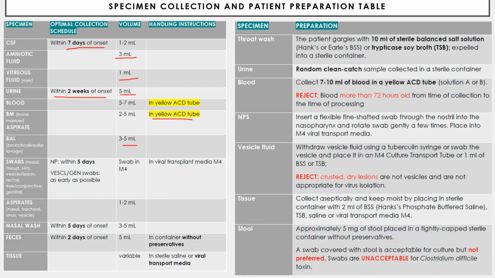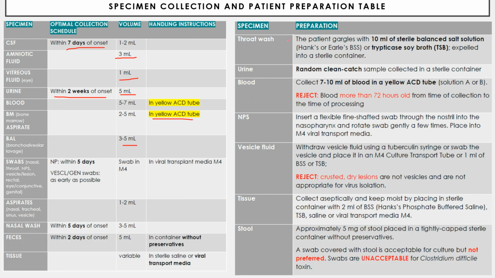Then aspirates, nasal tracheal sinuses should be at least 1 to 2 ml. Nasal wash within 5 days of onset, 3 to 5 ml. Feces should be collected within 2 days of onset. Amount is at least 5 ml, in a container without preservative. Tissue volume is variable, placed in a sterile saline or viral transport media.